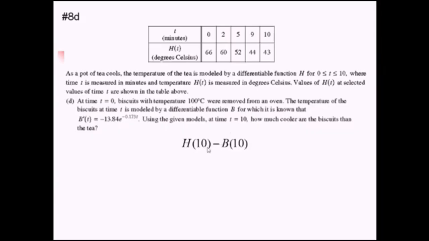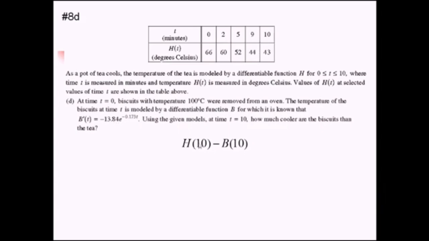So we know what h of 10 is. That's just 43. They gave it to us in the table. For b of 10, however, we're going to need to set up a little fundamental theorem kind of expression to represent that. So we know the initial temperature of the biscuits. It's 100. And this is at time 0. We also know the rate of change of the temperature of the biscuits. It's this function here. So since we have an initial value and the rate of change for the function whose value we want to find, we can set up the following expression.